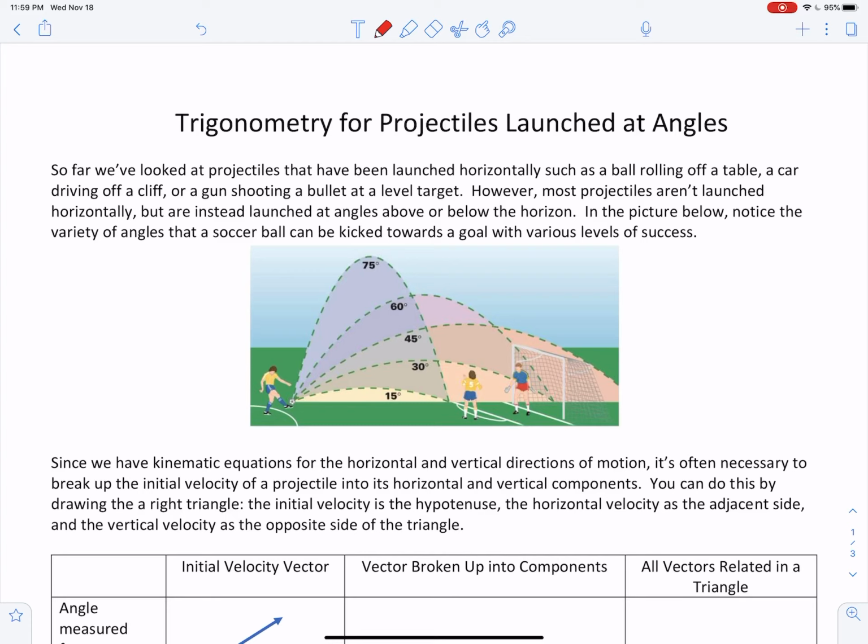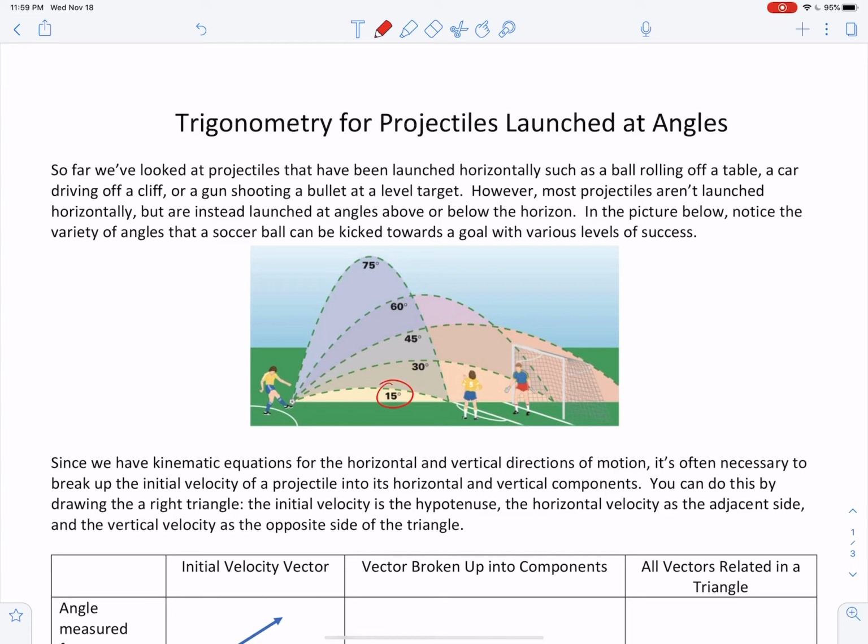So far we've looked at projectiles that have been launched horizontally, such as a ball rolling off a table, a car driving off a cliff, or a gun shooting a bullet at a level target. However, most projectiles aren't launched horizontally, but are instead launched at angles above or below the horizon. In the picture below, notice the variety of angles that a soccer ball can be kicked towards a goal with various levels of success. So we have these angles that are being measured with respect to the horizontal.